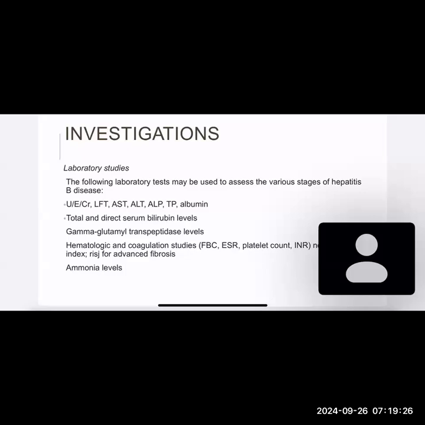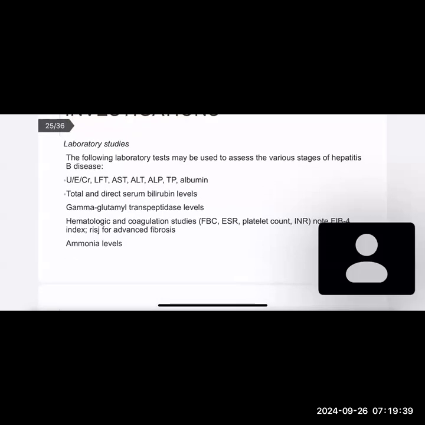developing fibrosis or cirrhosis. And then even the total protein and albumin are also very helpful. Total and direct serum bilirubin levels can also be checked. Gamma glutamyl transpeptidase levels, especially in those who have alcohol as the predisposing factor. Hematologic and coagulation studies are also very important. The full blood count, ESR, platelets, and the INR, especially when we want to calculate the FIB-4 index, which is a risk for advanced fibrosis.